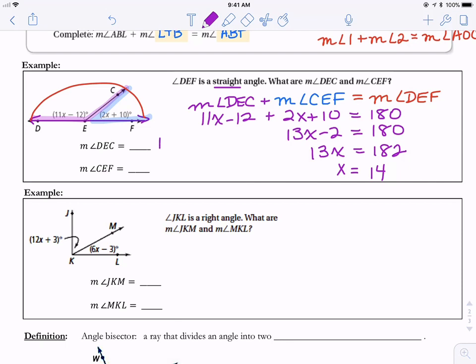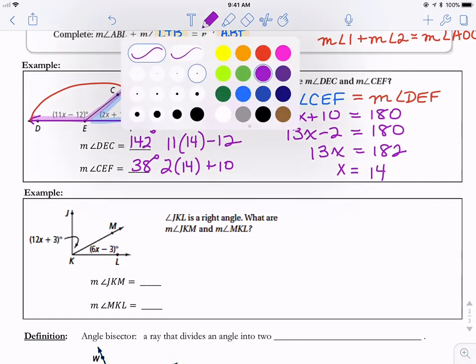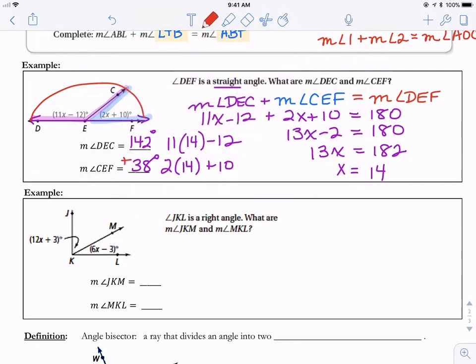So if we plug that back in, 11 times 14 minus 12 will give us 142 for that angle measure. I'll move that over a little bit because I'm kind of out of room. And then this one is 2x plus 10, so 2 times 14 plus 10 would be 38. Now notice that it's a good thing. We always want to double check that our numbers make sense. When you add those together, you get 180, which is what we were trying to get, because again, it's a straight line.